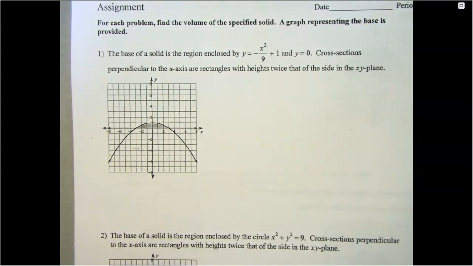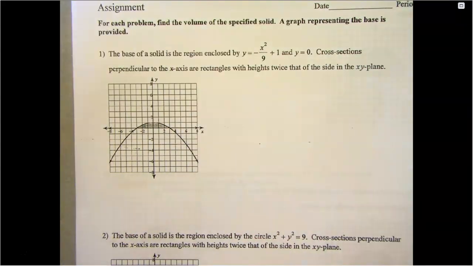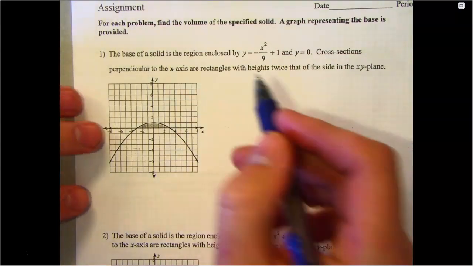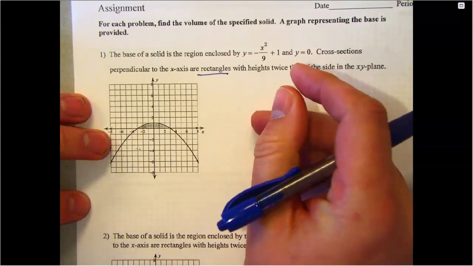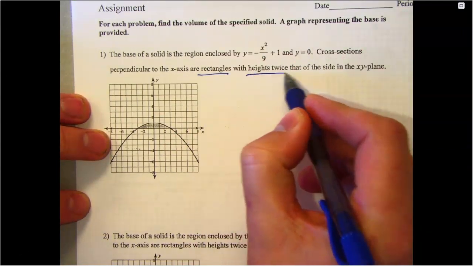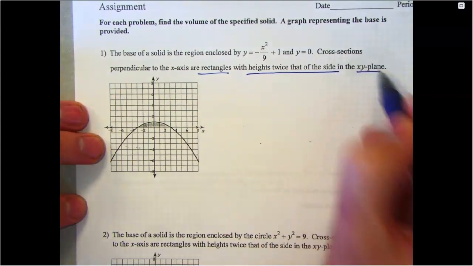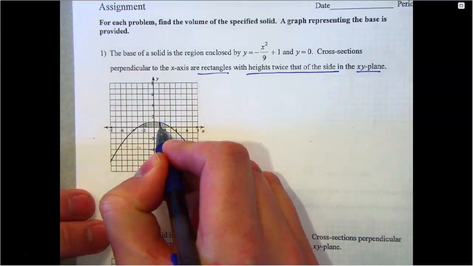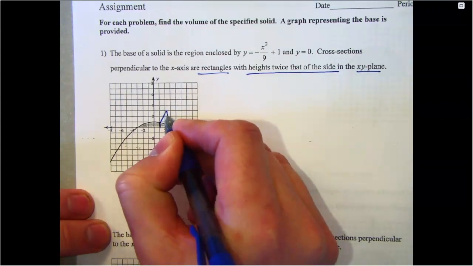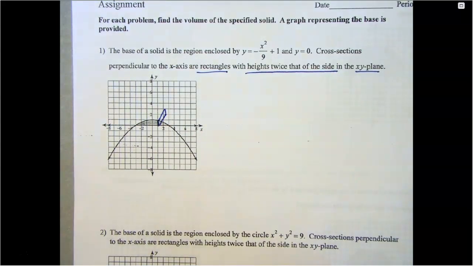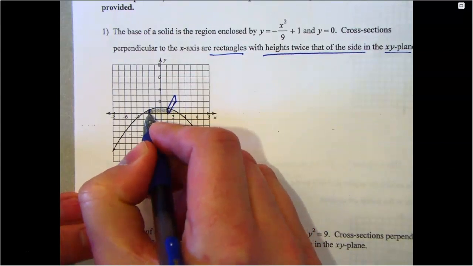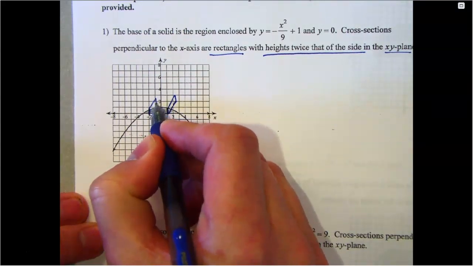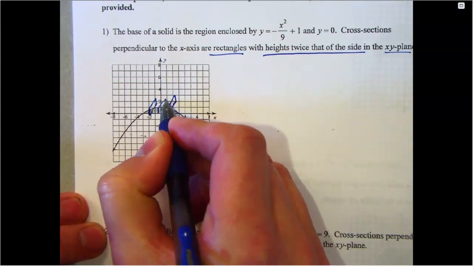If I were to do number 1, the first thing I always do is forget volume even exists. I want to find the area first. So I have rectangles with heights twice that of the side in the xy plane. So the side in the xy plane is this, and we're making rectangles where the height is 2 times as large as that. The base is the distance between the 2 curves, and the height is 2 times bigger than that. So I'm trying to draw it. Not ideal at this.